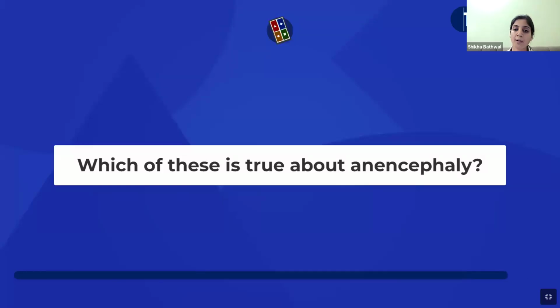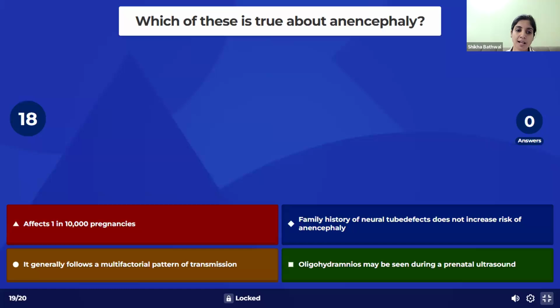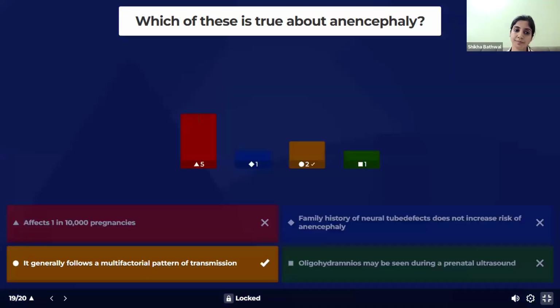Which of these is true about anencephaly? Affects 1 in 10,000 pregnancies. Family history of neural tube defects does not increase the risk of anencephaly. It generally follows a multifactorial pattern of transmission, and oligohydramnios may be seen on ultrasound. So two people have got it correct. It generally follows a multifactorial pattern of transmission, and it affects only one in thousand pregnancies and 1 in 10,000 newborns. So option A is not right.